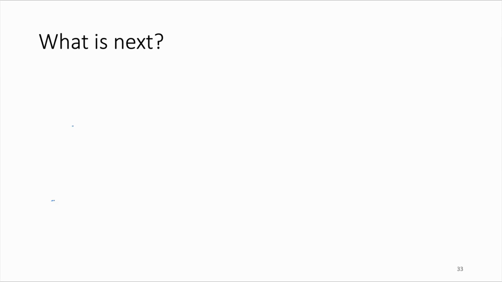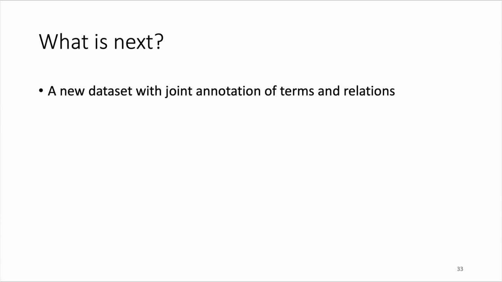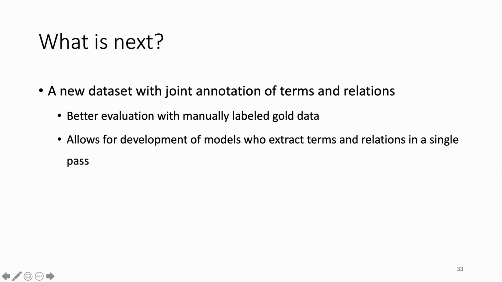So what's next? What did we do since we submitted this paper? What do we plan to do in the future? First of all, we already created a new dataset with joint annotations of terms and relations, which allows us to better evaluate our models with the now manually labeled gold data, and it allows for the development of models which extract terms and their relations in a single pass through, making the overall pipeline much faster and preventing error propagation.